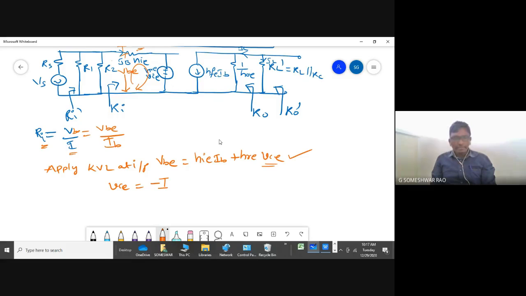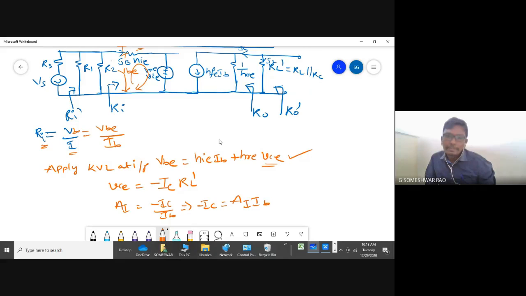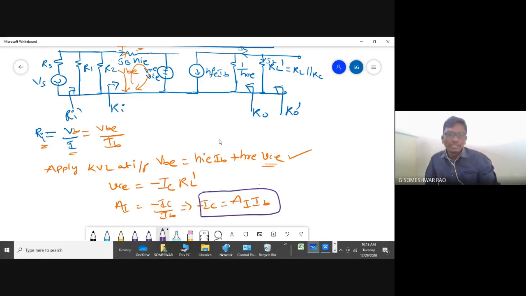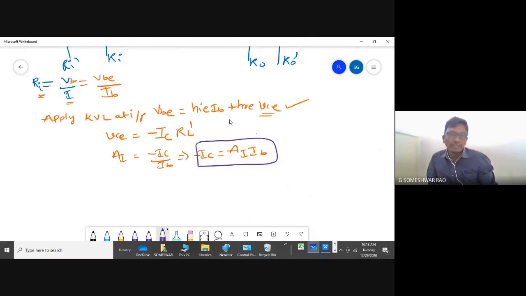IL into RL, but that IL we have replaced as minus IC into RL dash. Is it okay? Yes or no? So we already know that VCE equals minus IC into RL dash, but we know that AI is equal to minus IC by IB. So cross multiply: in place of minus IC you can write AI into IB. So VCE will be AI into IB into RL dash. So in place of minus IC we wrote AI into IB. Understood? So now this is VCE.